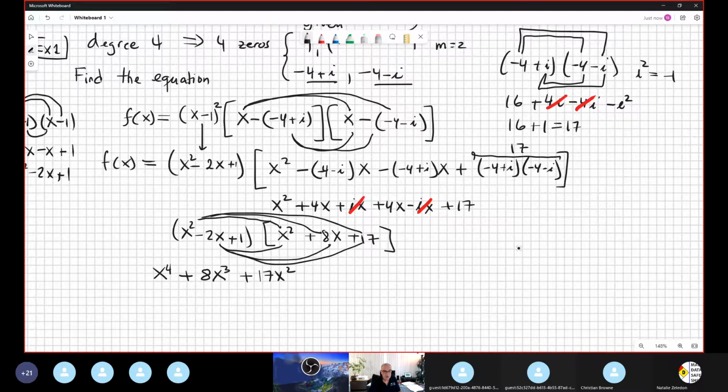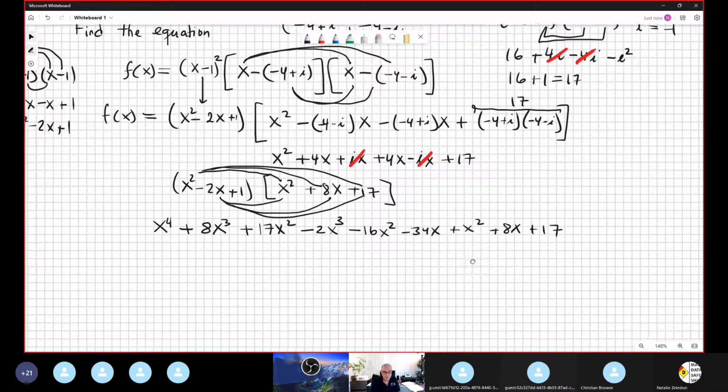Entonces es minus 2x cubed. Ahí está. Minus 16x squared. And 34, right? Minus 34x. Okay. So far we have 6. And the other is easy, is x squared, because it's 1, plus ax plus 17. Okay. How many? Let me count 1, 2, 3, 1, 2, 3, 1, 2, 3, 9. And we combine like that.